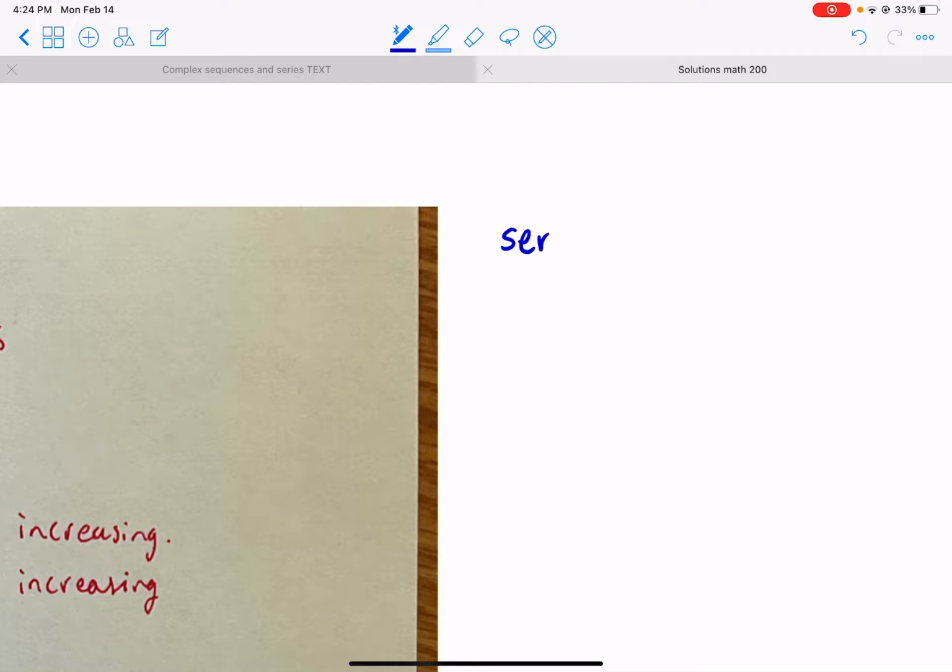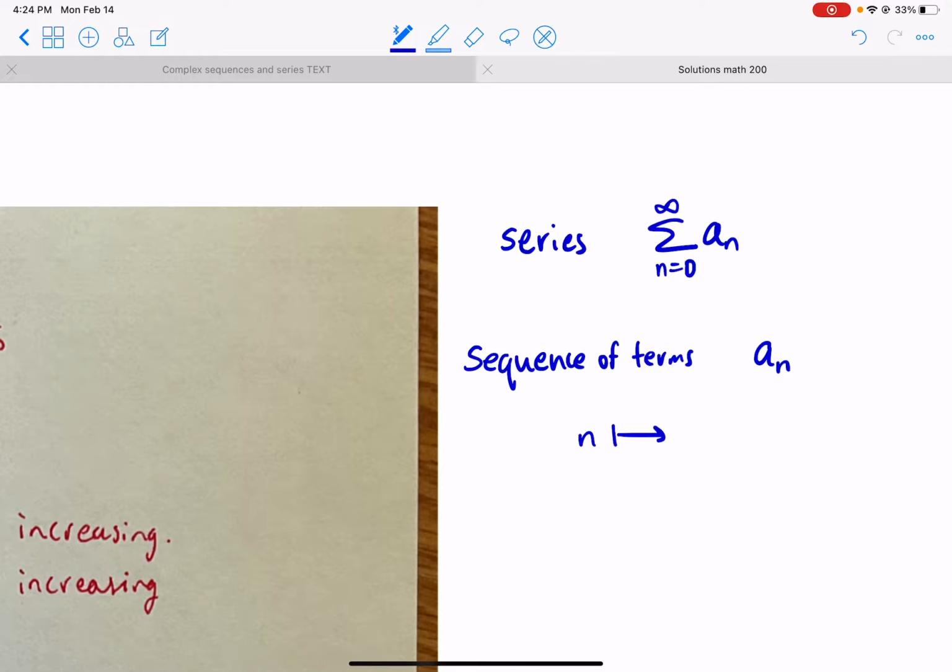So the series is this thing. Maybe it's the sum from n equals 1 to infinity, maybe n equals 0 to infinity. Okay, and then there's the sequence of terms, namely the a sub n's themselves. Remember, a sequence is a map from n to a sub n. We can also think of it as the image of this map, which is just all the values for every natural number.